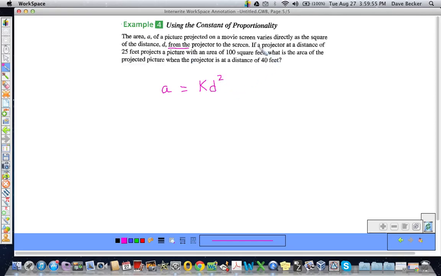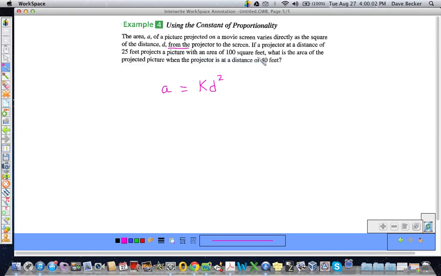Okay. If a projector at a distance of 25 feet projects a picture with an area of 100 square feet, what is the area of the projected picture when the projector is at a distance of 40 feet? Well, basically they're asking what is the area of the projected picture when the projector is at a distance of 40 feet. So let's start with that. Well, I know that A equals KD squared.